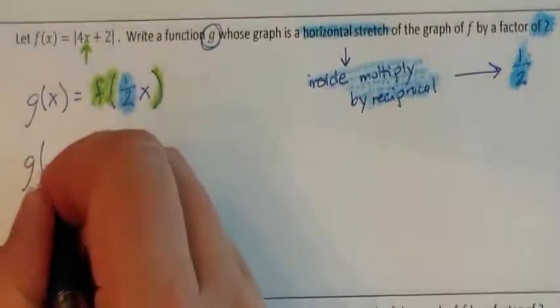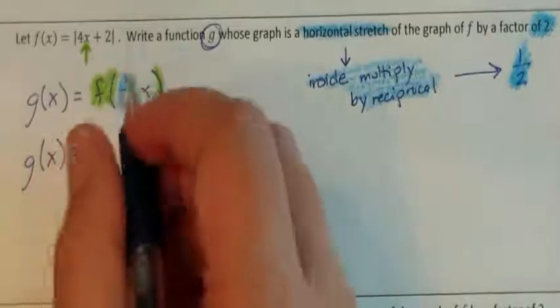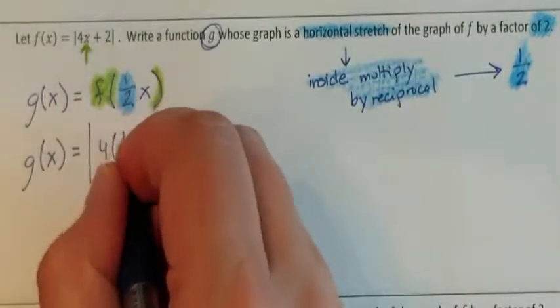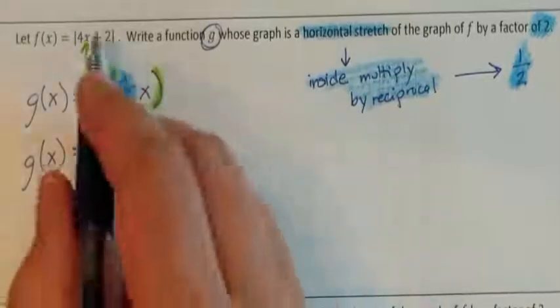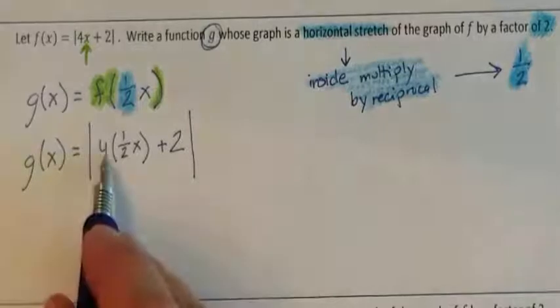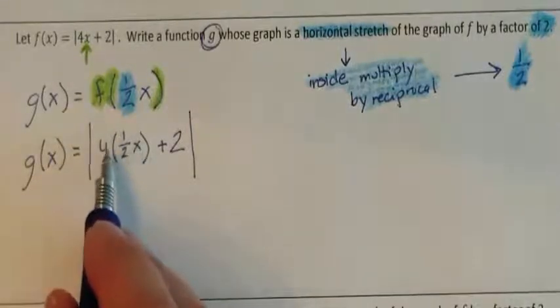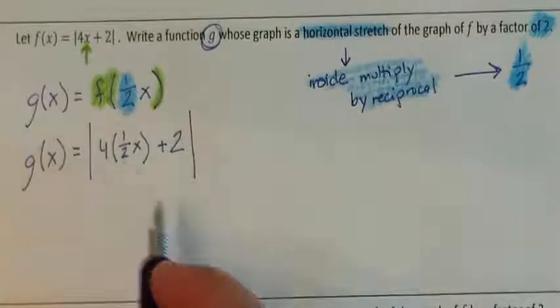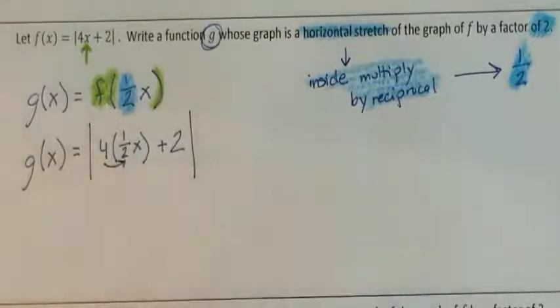So here's my G rule. It said absolute value of 4, and whoop, I can't say X. I had to say 1/2 X, and that says plus 2, and that's the end of the absolute value. 4 and 1/2 X are connected by multiplication, and they are both inside the absolute value. So I actually need to multiply this and figure out what I have.